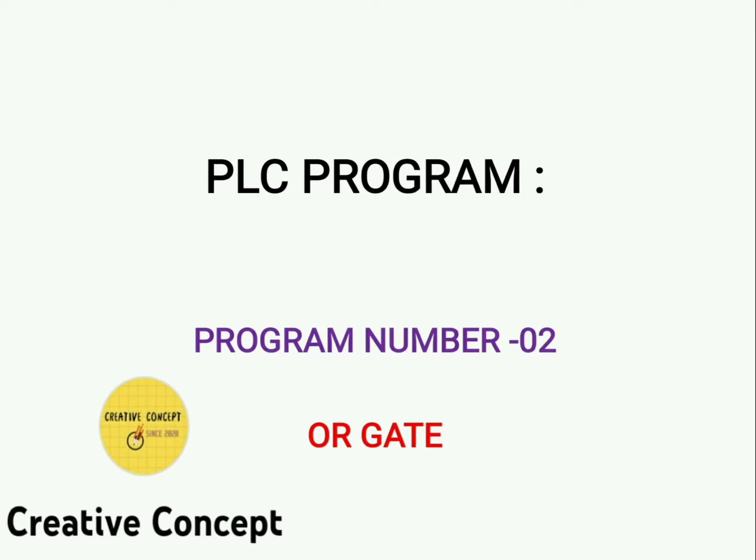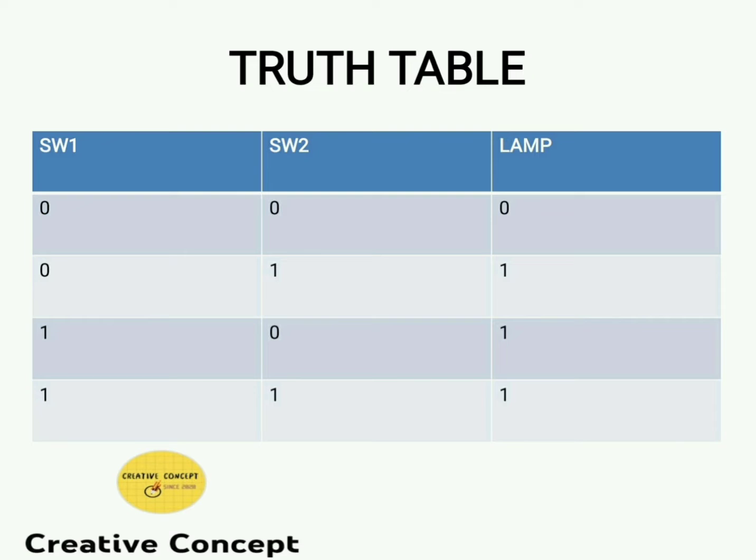Okay, this is the second PLC programming, which is for OR gate. In the last video, we have seen how to write the ladder program for AND gate. This is for OR gate. This is the basic truth table for OR gate.